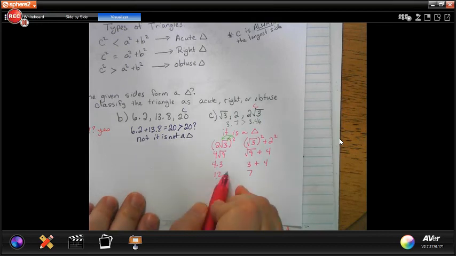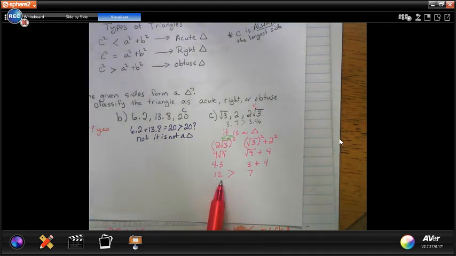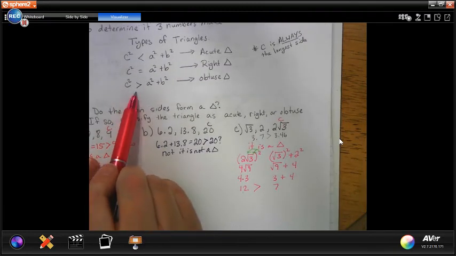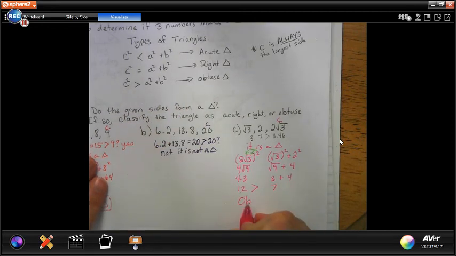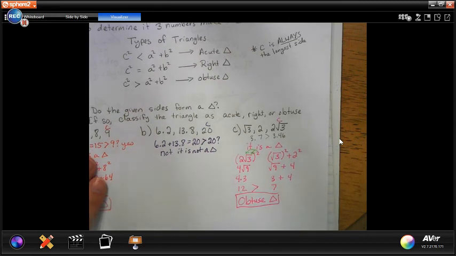12. Well, Pac-Man would want to eat 12 more than it would want to eat 7. 12 candies are better than 7 candies, right? So then it goes this way. So if we look at our key here, greater than is obtuse. So our triangle is an obtuse triangle. Okay, and if it ended up being equal, we would write right triangle.